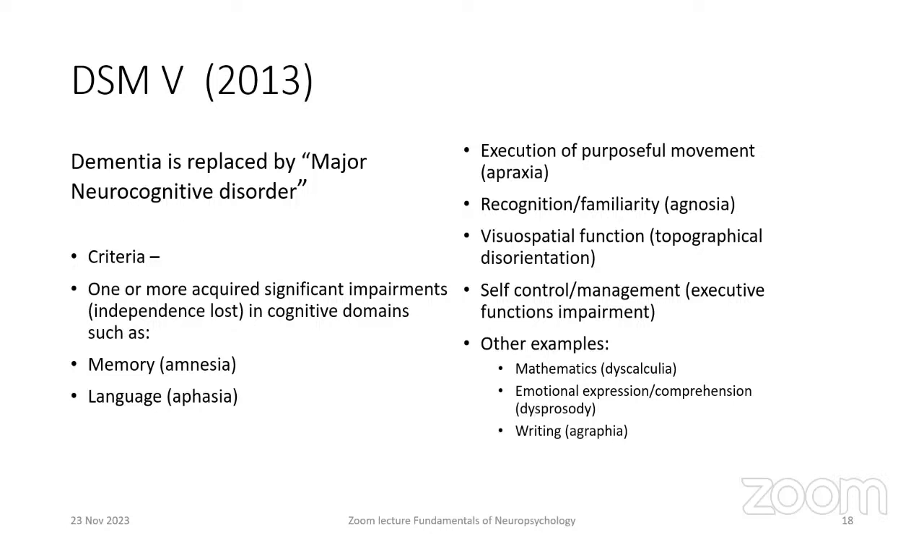So memory is not the only important thing. The earlier criteria showed memory in association with other defects. But here, one or more acquired significant impairments in cognitive domains such as memory, language, execution of purposeful movements, that is apraxia, recognition and familiarity, agnosia, visuospatial function, which is topographical disorientation, and self-control and management, which is executive function impairment. Other things are calculation, prosody, and writing and reading skills, which can all be impaired: dysprosody, agraphia, dyscalculia. So if any one or more of these domains has acquired significant impairment, we can suspect major cognitive impairment.